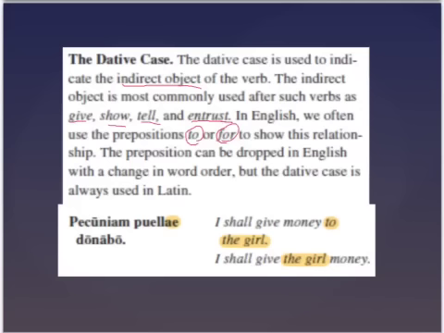So an example, I shall give money to the girl. To the girl is the indirect object. It's the person who is receiving the money. Notice in English, I use the preposition to translate it, but there was no preposition in Latin. I can also translate this in English as, I shall give the girl money.